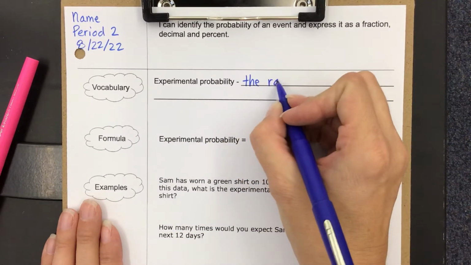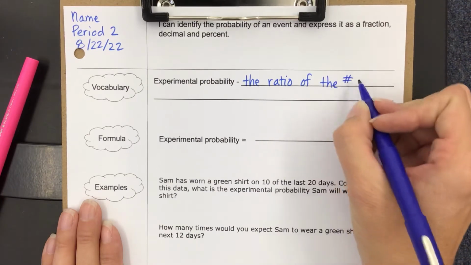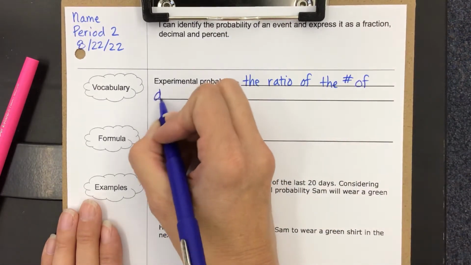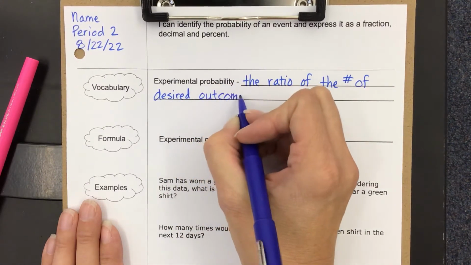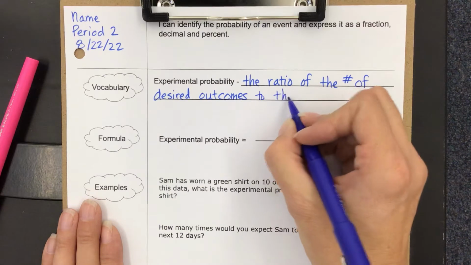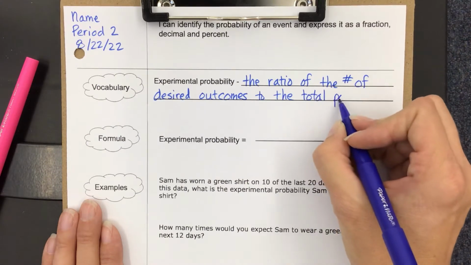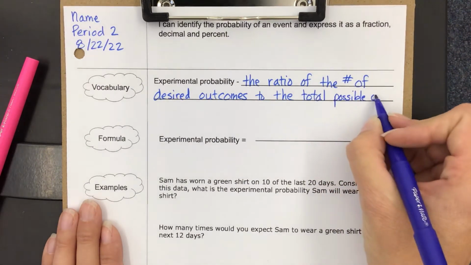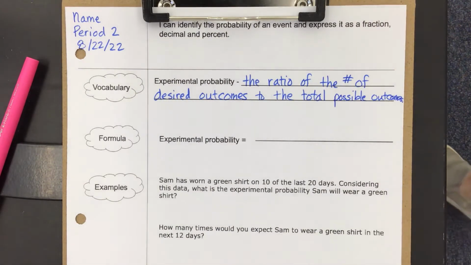the ratio of the number of desired outcomes to the total possible outcomes.